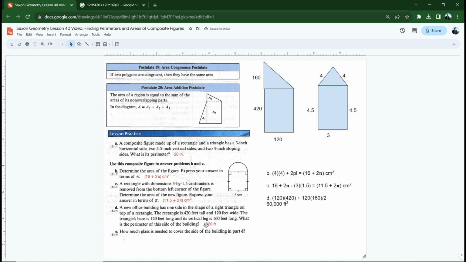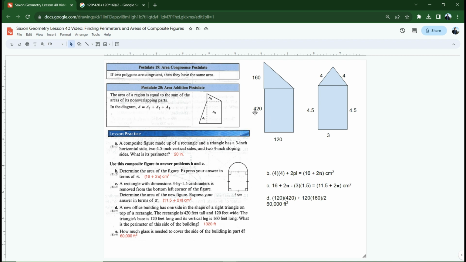Oh, hold on. Because I'm asked, I did the bottom part. Let's see. How much glass is needed to cover the side of the building? That one's going to be 60,000 square feet because I found the area first. I should read the problem more carefully. What is the perimeter of this side of the building?